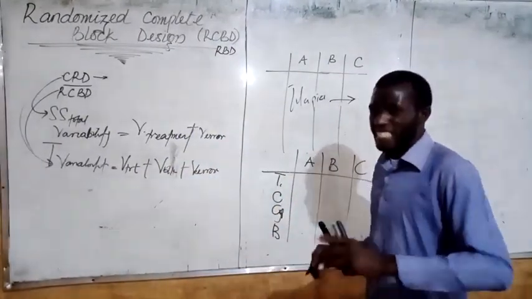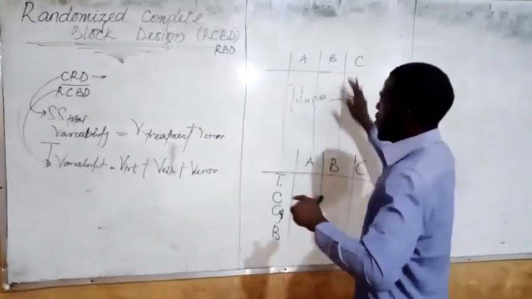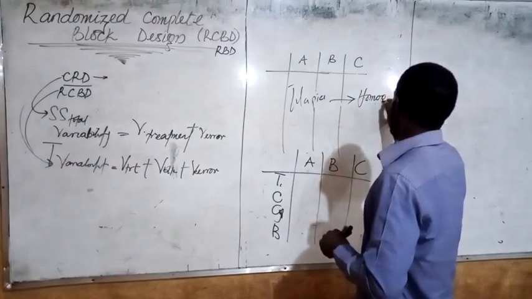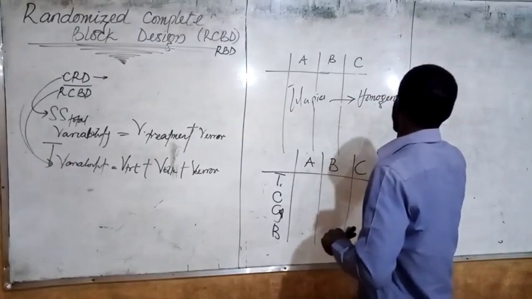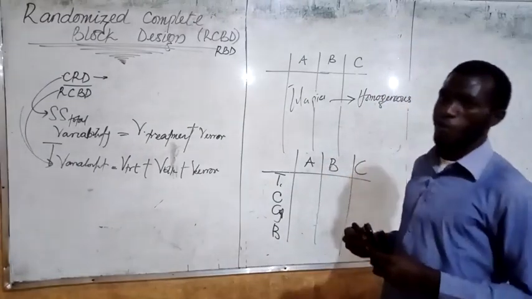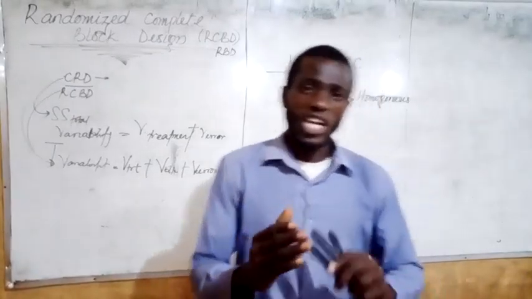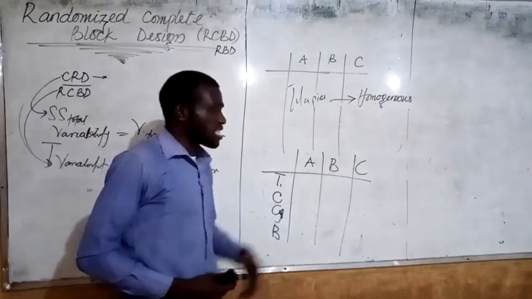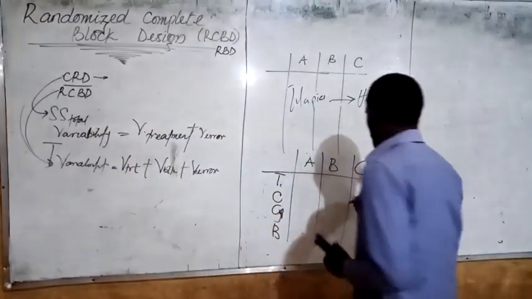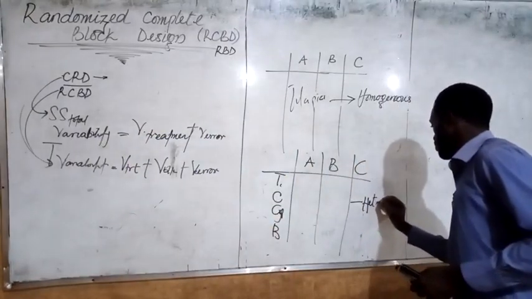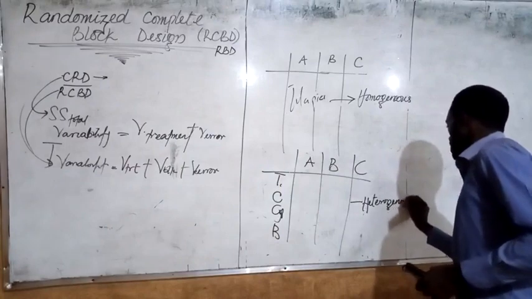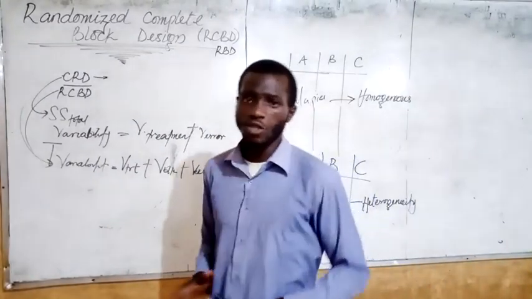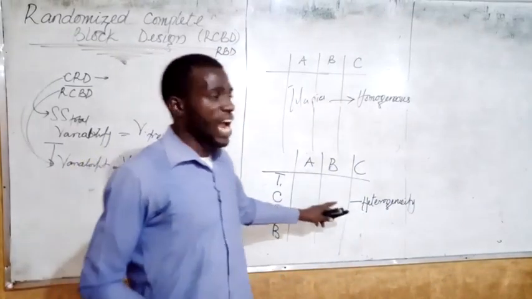It means that CRD is used when your experimental units are homogeneous. So if there is a degree of difference between your experimental units, then CRD is no longer in use. So it therefore means that when there is heterogeneity within your experimental units, then you can use RCBD.